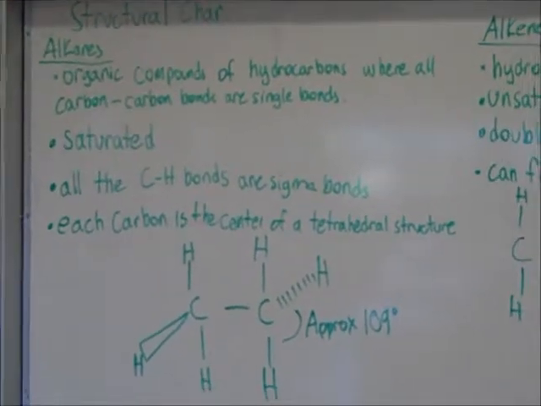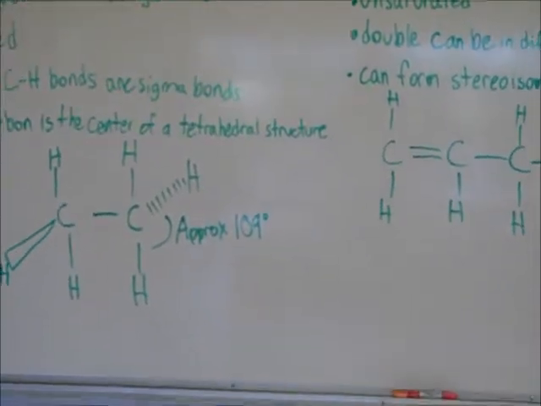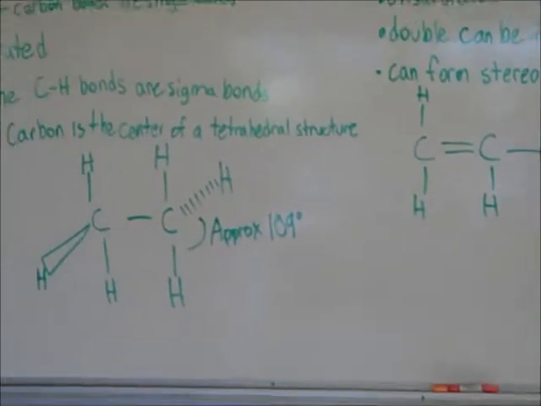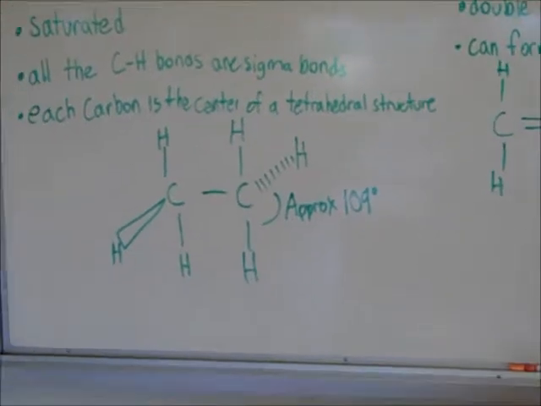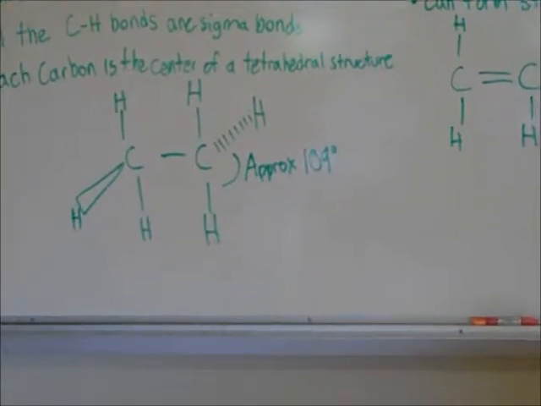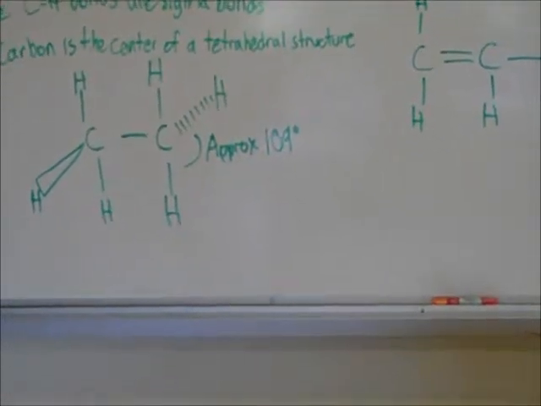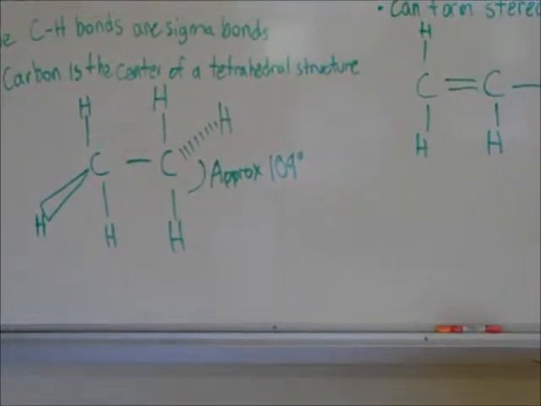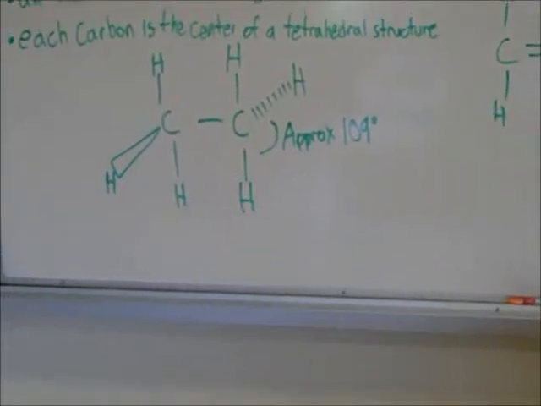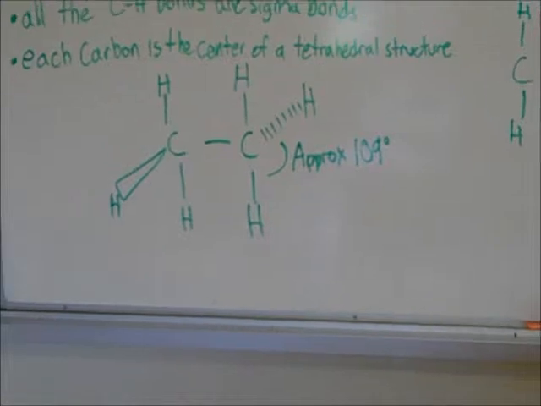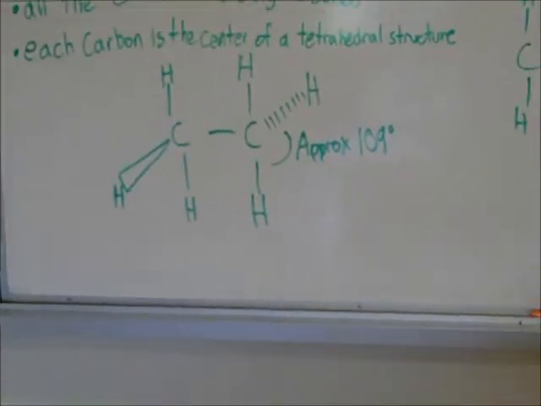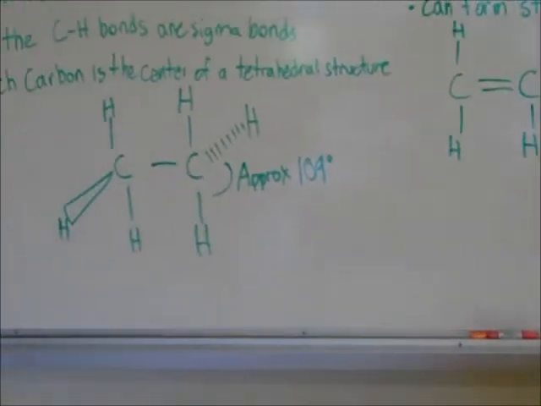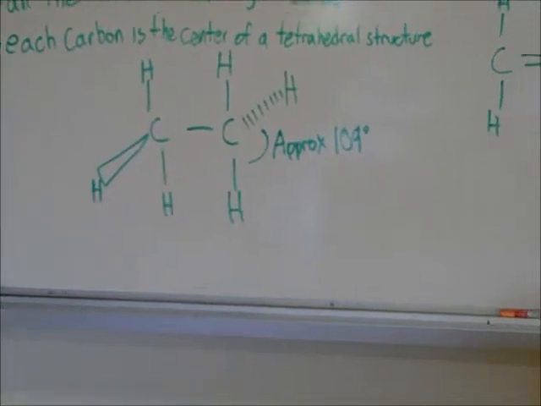Okay, so for structural characteristics, alkanes are organic compounds of hydrocarbons where all carbon-carbon bonds are single bonds. These are saturated because all the carbons are bonded to either another carbon atom or just hydrogens. All of the carbon-hydrogen bonds are sigma bonds, and each carbon is the center of a tetrahedral structure. Like right there, you can see the drawing. That's a tetrahedral structure of an alkane. All the bond angles in an alkane are close to 109 degrees.